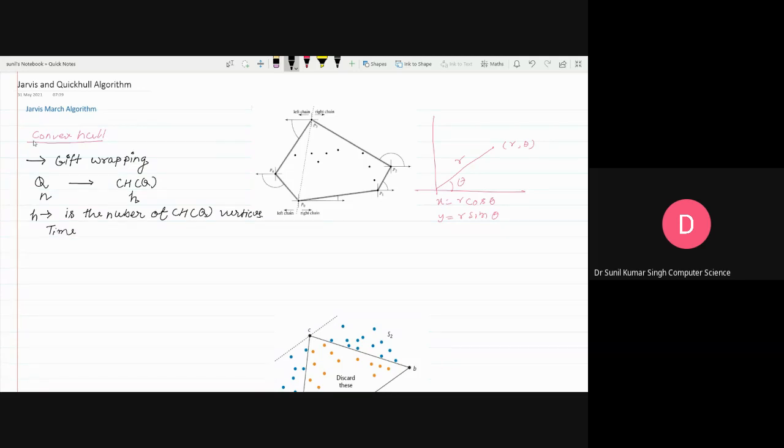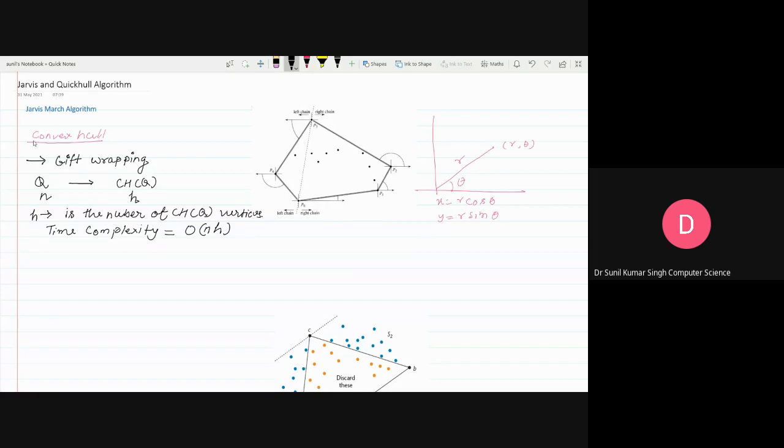the time complexity of the algorithm will be order of n into h. Here n is the number of points, using which you are going to find the convex hull, and h is the number of points which are the vertices of the convex hull.